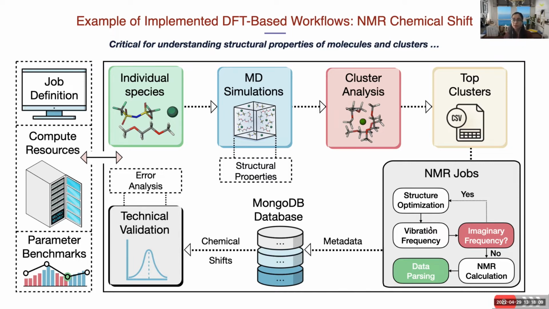So here in the NMR chemical shift workflow, we first perform geometry optimization and frequency calculations. So we relax the structure and we then compute its NMR chemical shift. And then everything is stored in a database so that it can be compared with the experimental NMR spectrum. And to build this workflow, we performed extensive benchmarking of the computational resources and the parameters that should be used in order to perform these calculations in a high throughput manner.